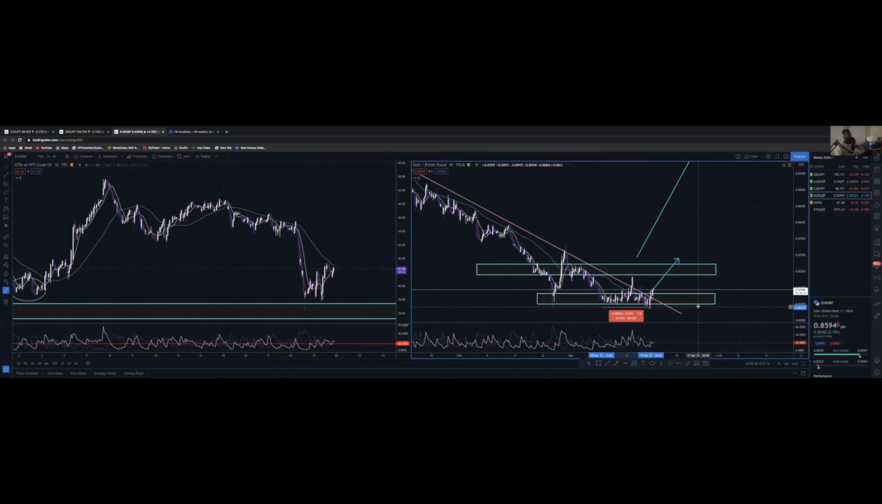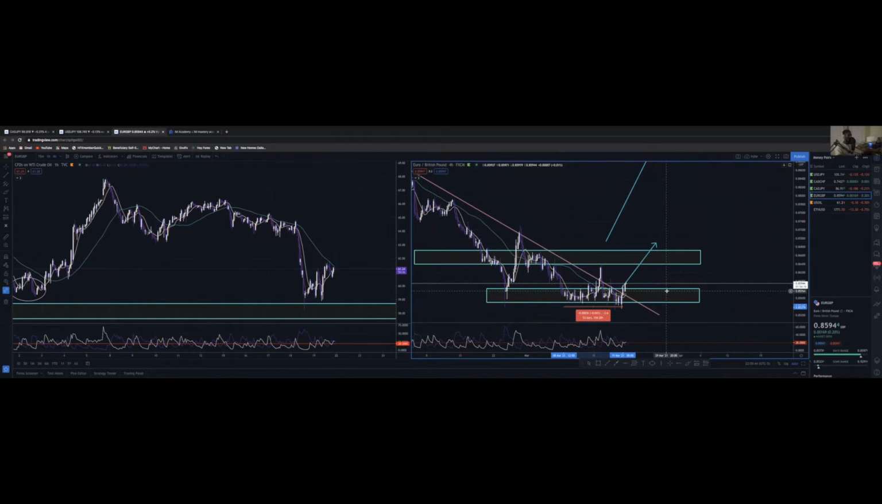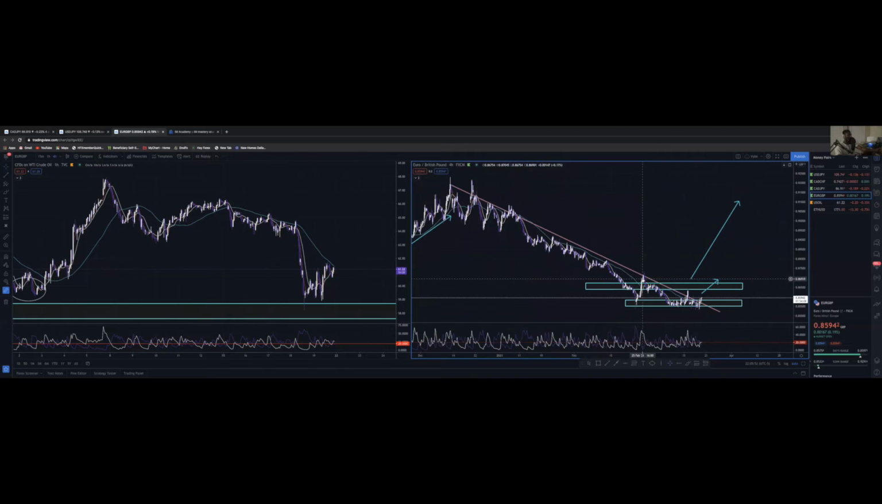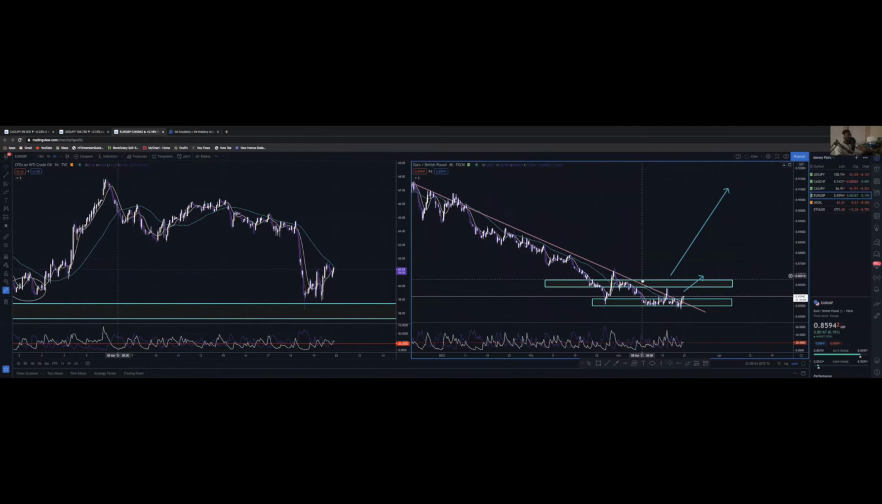It just stayed in this area. Once it stayed in this area, we saw that little push to the upside back to the supply area, and then it came back to the demand area again, and it just stayed there. This could be the push to the upside we've been looking for, for weeks. We could see that.